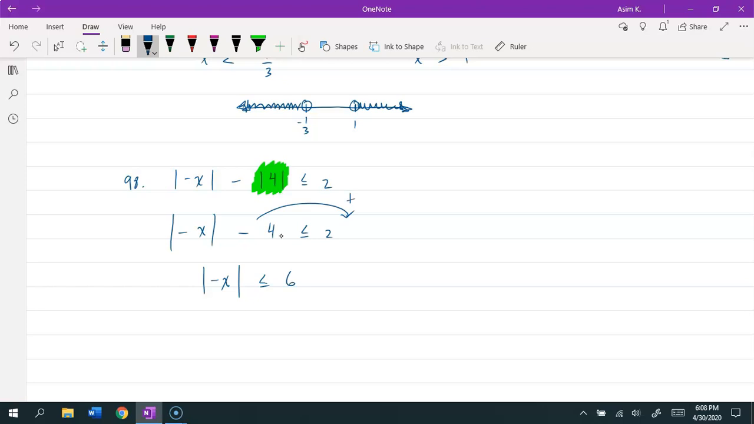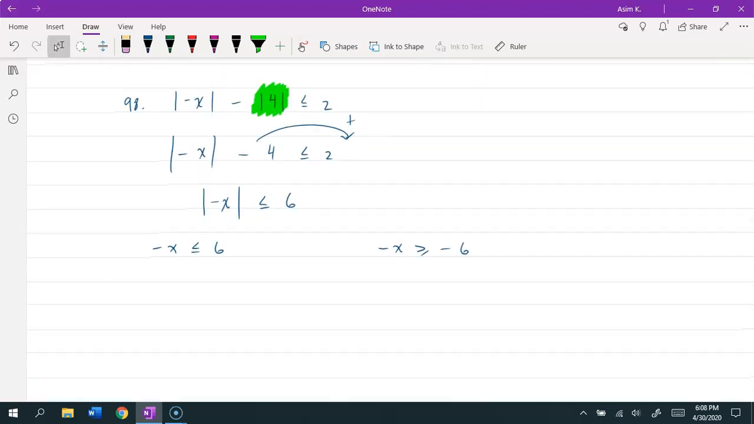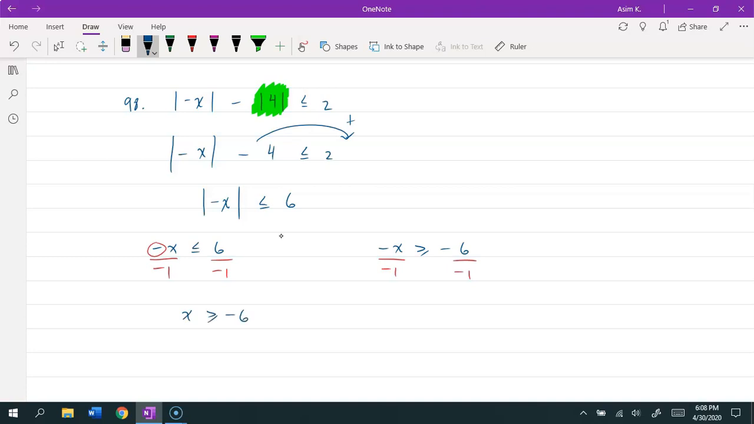Now we're going to break this into its two cases. We're saying negative x is less than or equal to 6, and we're saying negative x is greater than or equal to negative 6. Now if you solve the one on the left, notice how it's going to do something very tricky for you. When you divide by negative 1 on both sides, you're dividing by a negative. And the rule in inequality says whenever you divide by a negative number, it switches the direction of the inequality. So the first answer becomes x is greater than or equal to negative 6, whereas the second answer becomes x is less than or equal to 6.